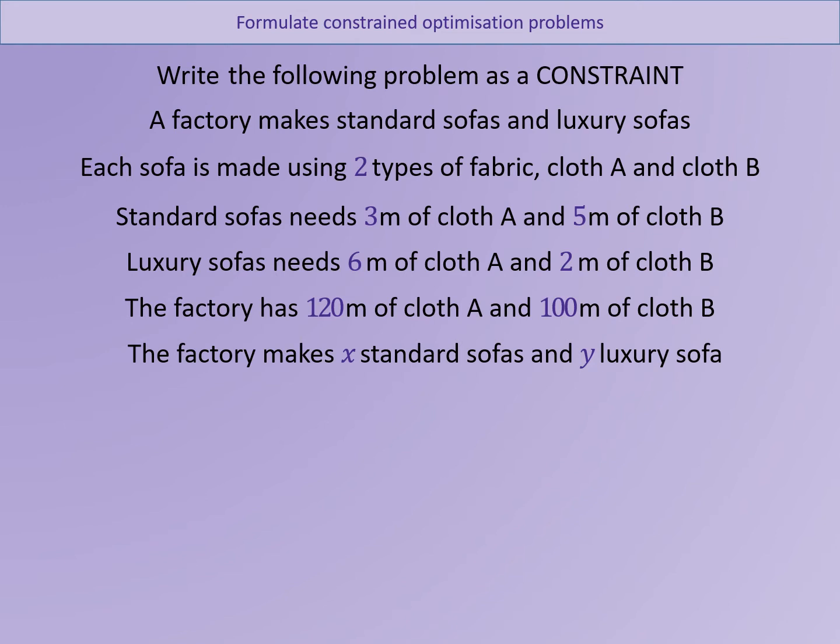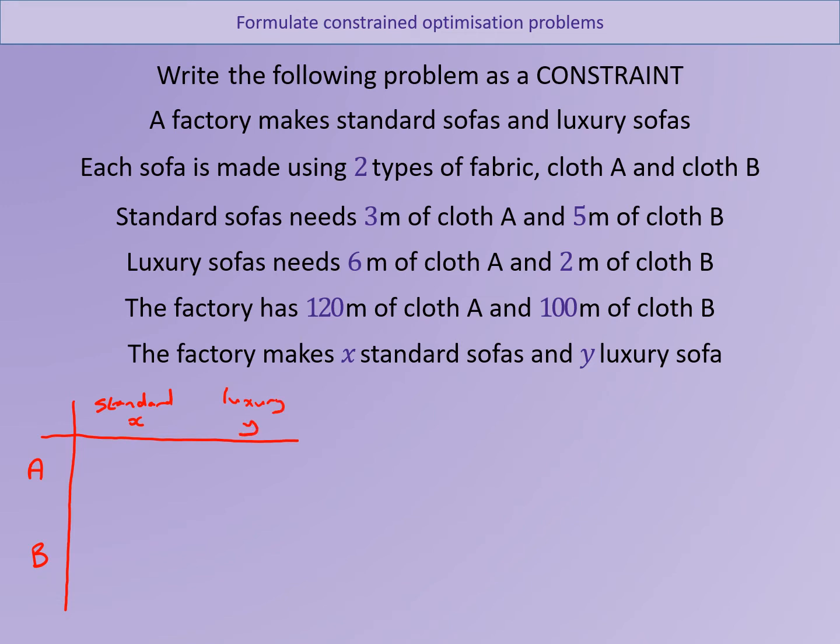So in order to write a constraint here, it's often easier to first of all put the information into a table. So put the types of cloth down the side. We'll put the types of sofa, so standard, and there are X of those, and luxury, there are Y of those.